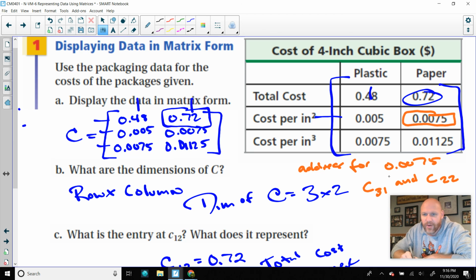So 0.0075 has two different elements, it happens twice. The first address would be C31, the second address would be C22. Really, there is no first and second. It's happening in both places, so both those answers would be the answers for the element of that.